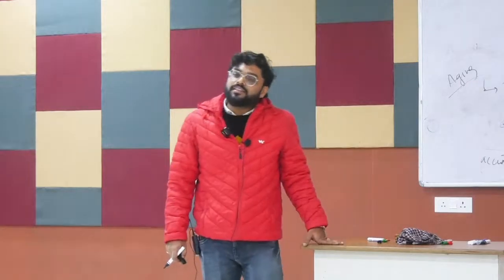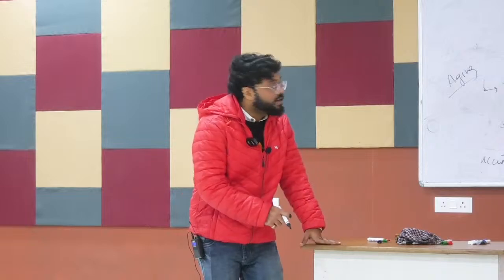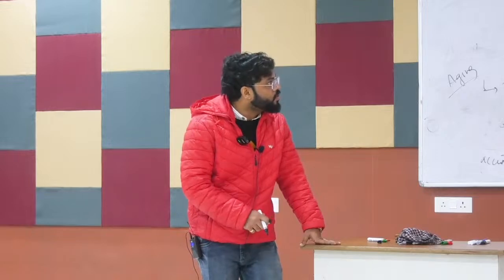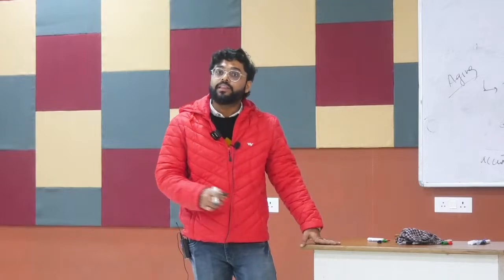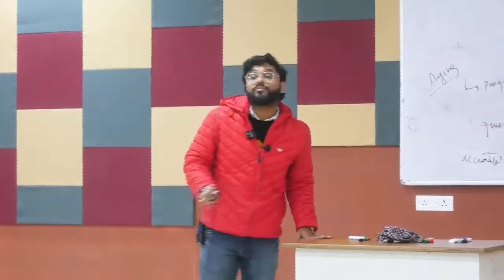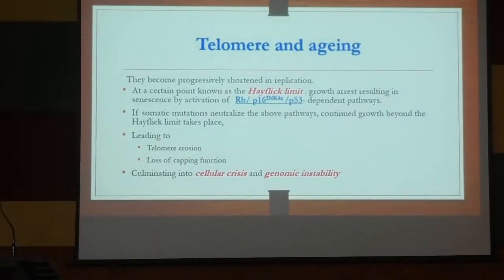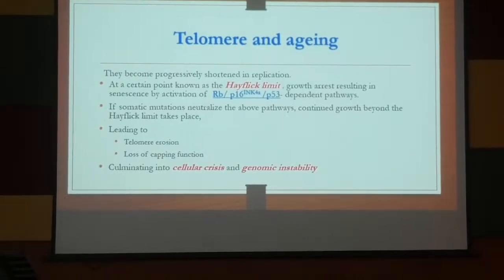How is the growth arrested? By some mechanism, activation of some pathway. These are tumor suppressor genes basically: the retinoblastoma gene, the P16INK4A gene and the P53 gene. These genes control the arrest of the cell when the cell is crossing the Hayflick limit. So if the mechanism is inactive, growth arrest is not going to happen, meaning the tumor suppressor gene is inactive.